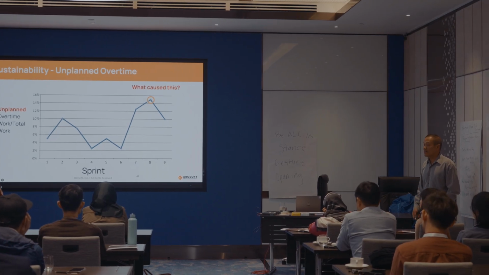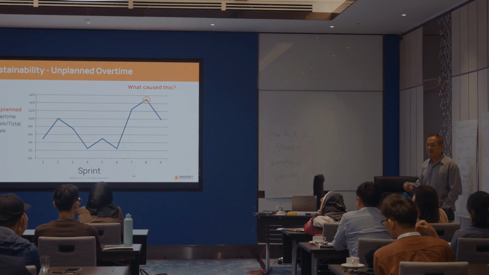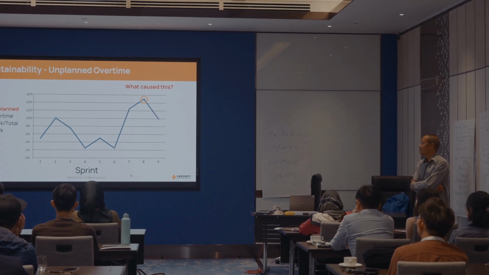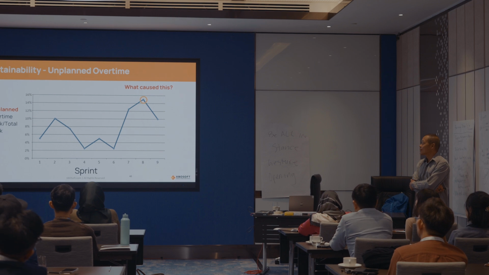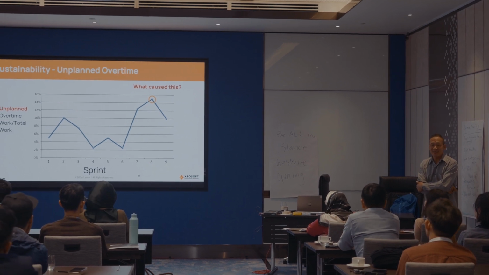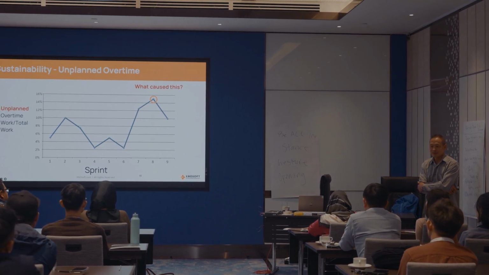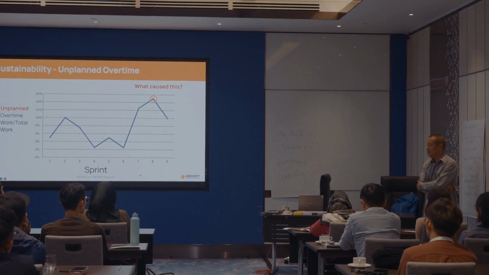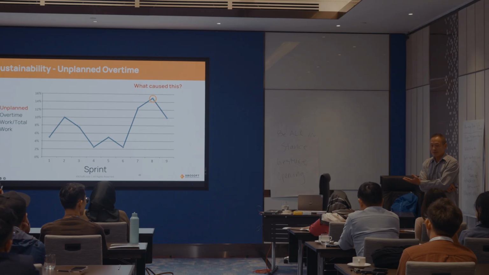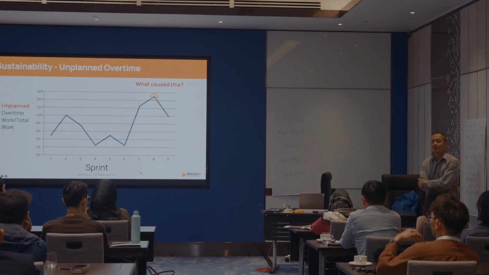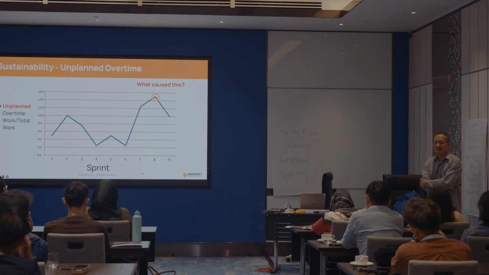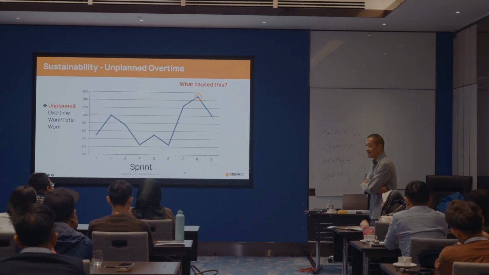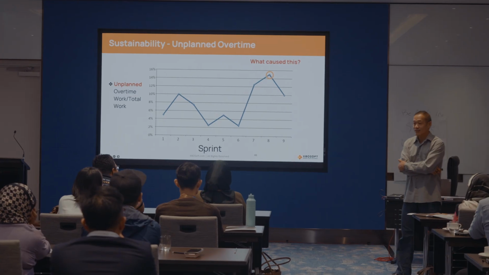I mentioned this before, the unplanned overtime. The unplanned work leads to unplanned overtime. And I call this sustainability, because you can't keep doing overtime over and over. If you keep having overtime, what does that lead to? I mentioned defects number one, but what else does that lead to? What's that? What? Okay, what does that lead to?